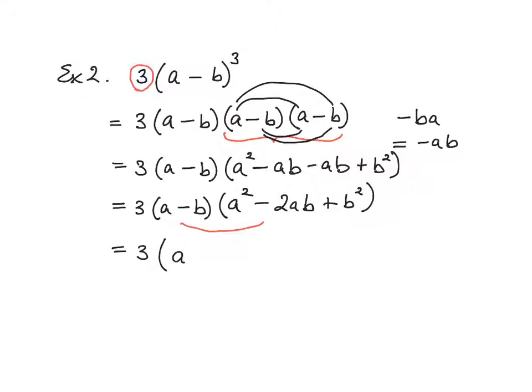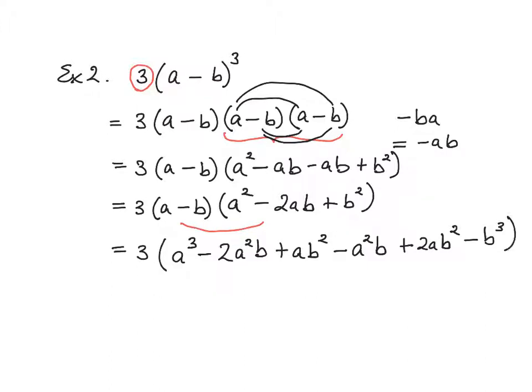So that's a cubed minus 2a squared b plus ab squared minus b times a squared is minus a squared b. Minus b times minus 2ab is plus 2ab squared. And the final term is minus b times plus b squared, which is minus b cubed. Still not using this multiplying 3. What I want to do now is to simplify.